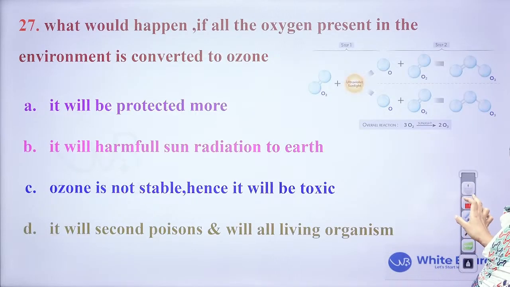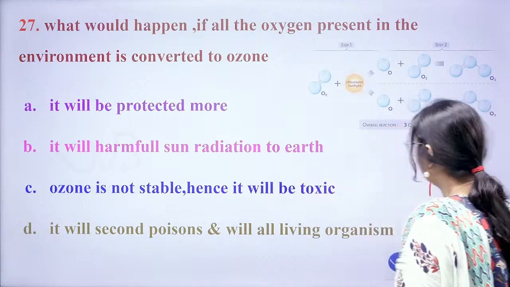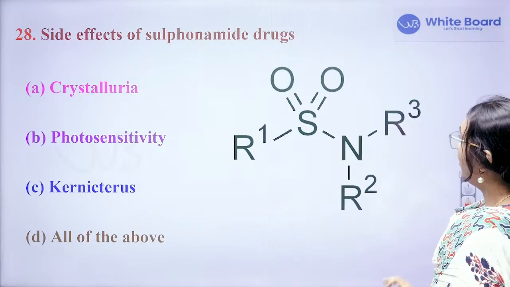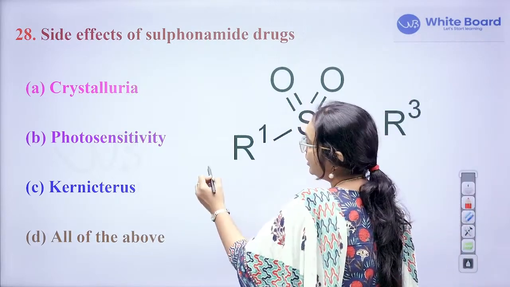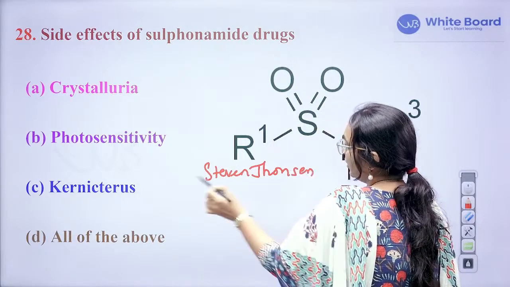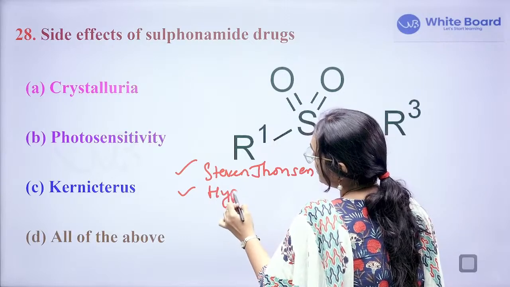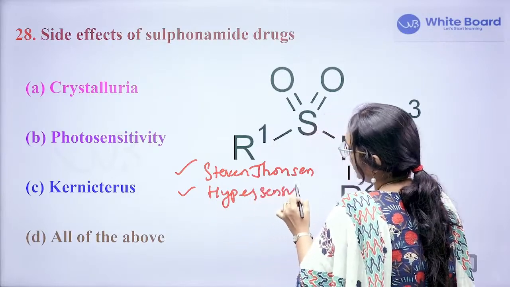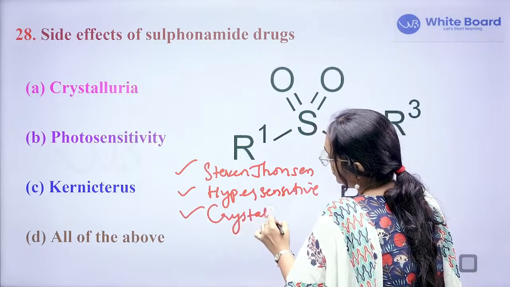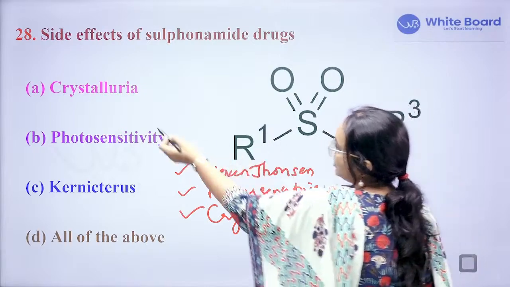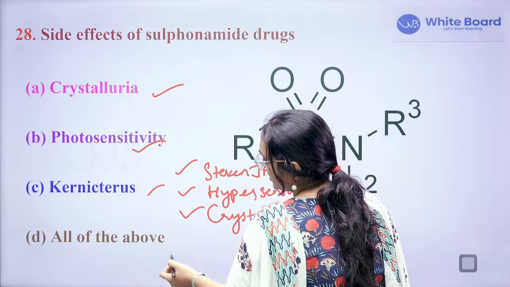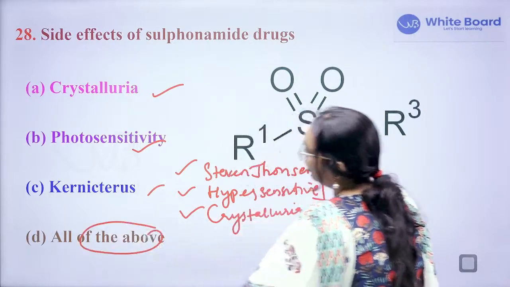What would happen if you skip this one? Side effects of sulfonamide drugs. Sulfonamide drug side effects are very, very important. First one is Stevens-Johnson syndrome. Next is hypersensitive reactions. Next is crystalluria. If you see, whether we have all this or not. Crystalluria, yes. Photosensitivity or phototoxic reactions, kernicterus, yes. All of the above. Answer is D, all of the above.